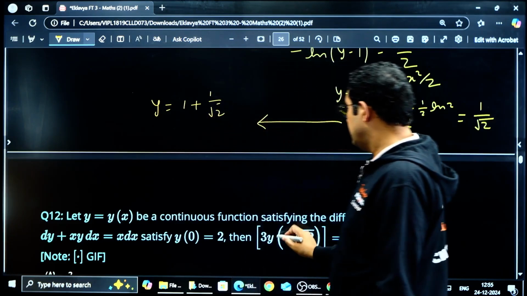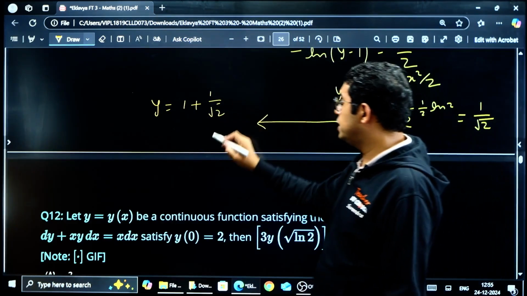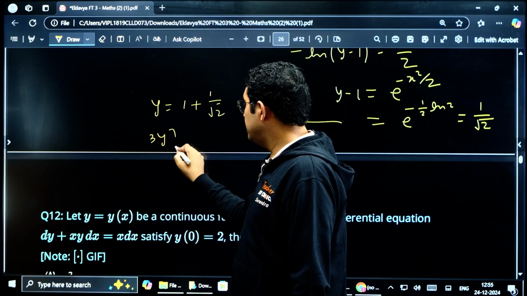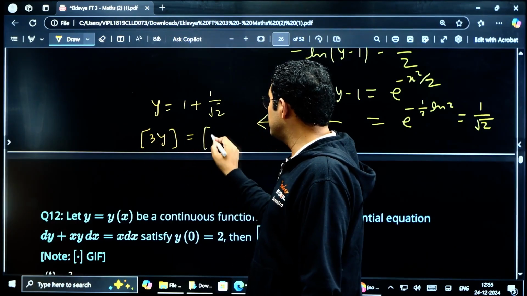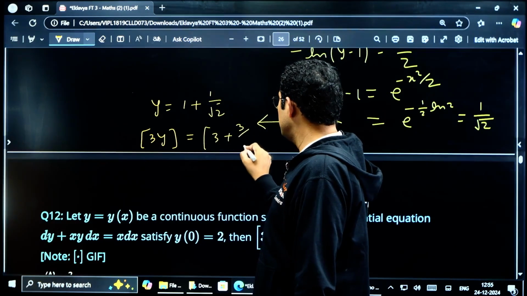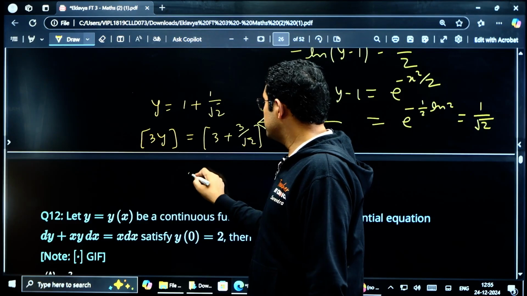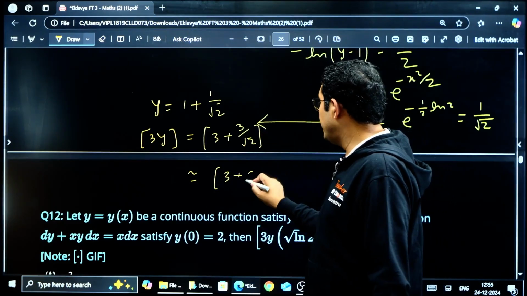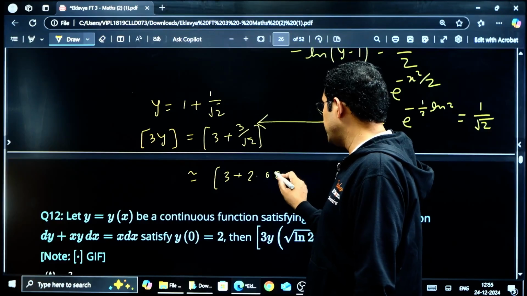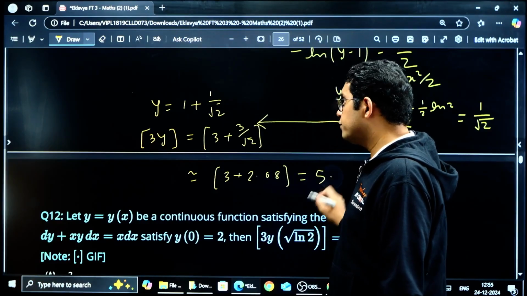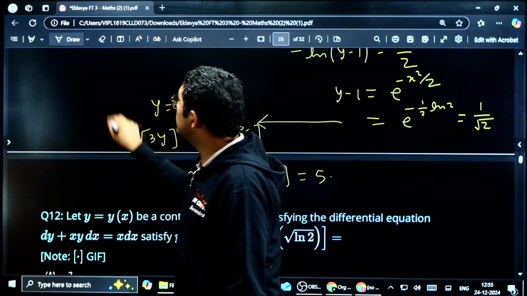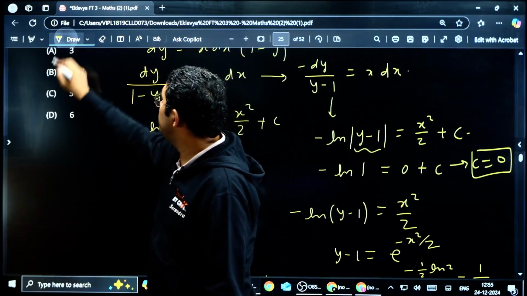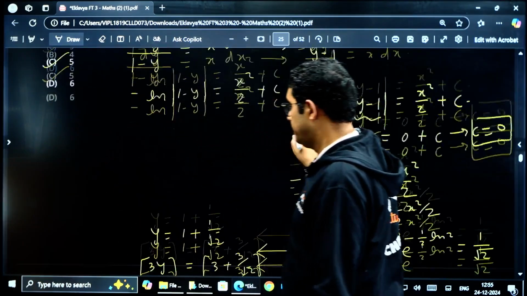And they are asking the g of 3 times of this thing. So g of 3 times y will be equal to 3 plus 3 upon root 2. Okay, so it is almost 3 plus, I think root 2 is 1.4, so 2 point something, 2.08, maybe something like this. So the value has to be equal to 5. Is there any such option? Let us see. Yes, C should be the answer of this question.